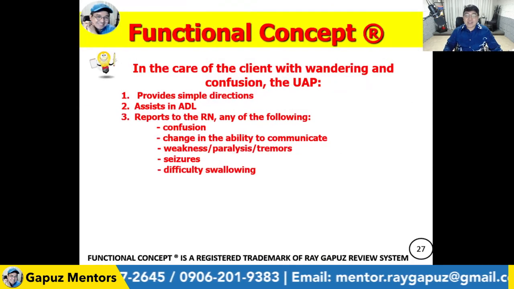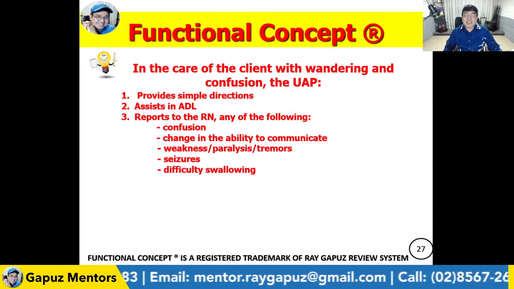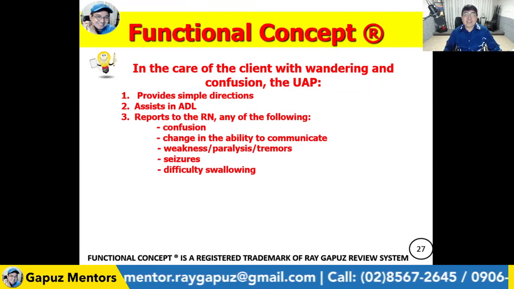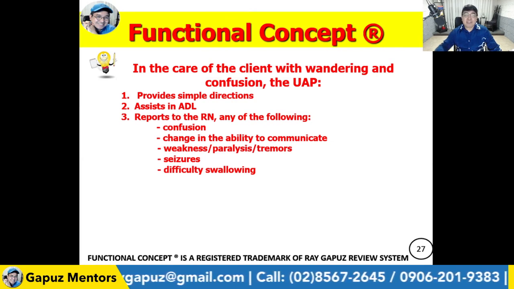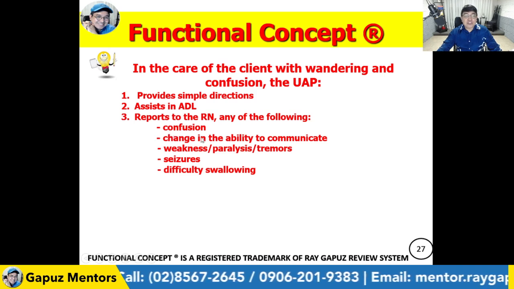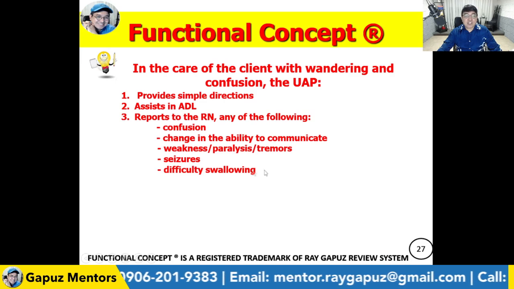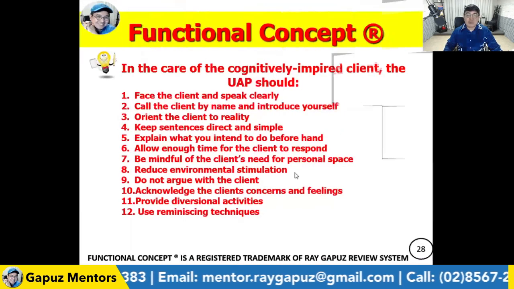Okay, so in the care of a client with wandering and confusion, the unlicensed assistive personnel should provide simple directions, assist in activities of daily living, and report to the RN any of the following: confusion, change in the ability to communicate, weakness, paralysis or tremors, seizures, and difficulty swallowing or dysphagia.